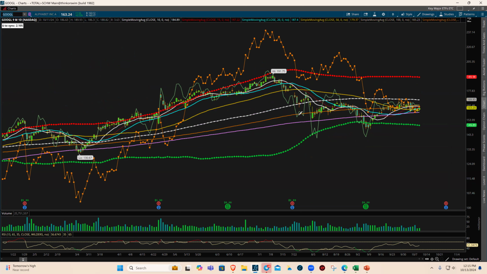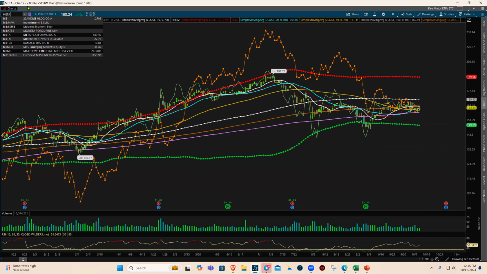But the interesting thing is that not all the rest of these names look all that great. Google, it's hanging above the 200 day. It's well off the highs. It could ignite at any time. It could also have a pre-EPS run, but it's really not looking that great.